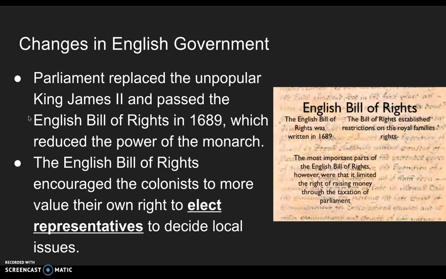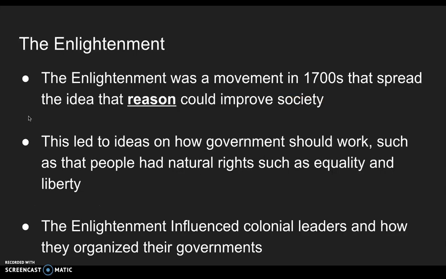Fortunately, King James II doesn't last too long, and Parliament passes the English Bill of Rights in 1689. The English Bill of Rights gave the English people certain rights, such as freedom of speech, but it also promoted democratic ideas, and it really charged up the colonists to value their own right to elect representatives to decide local issues. Following this, the colonies and the Dominion formed new assemblies and a charter and could elect their own representatives. This idea of local representation and local decision-making is taking strong root in the American value system.